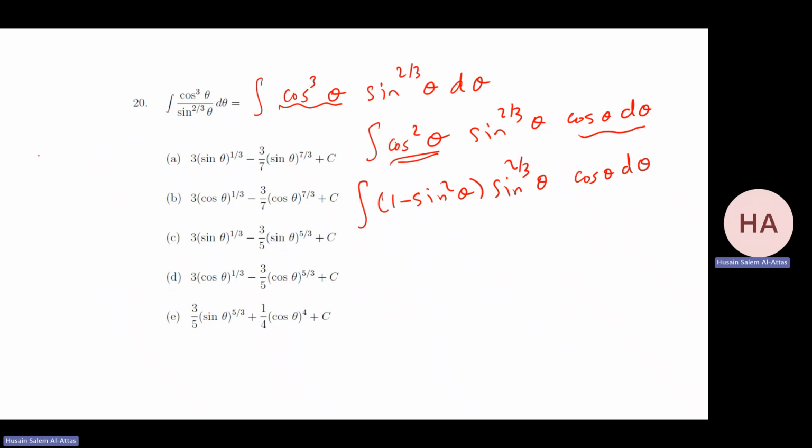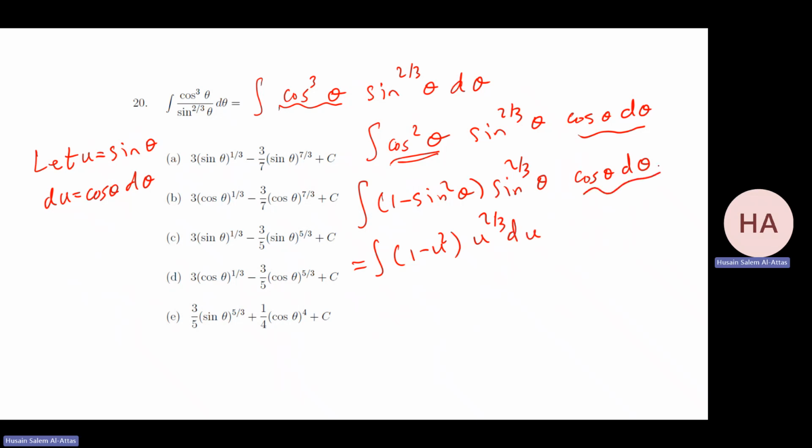So I let u be sine theta. Du will be cosine theta d theta, no need for minus, which makes it easier. So I have 1 minus u squared, u to the power 2 over 3 du. So I have u to the power 2 over 3 minus u to the power 2 is 6 over 3 plus 2 over 3.